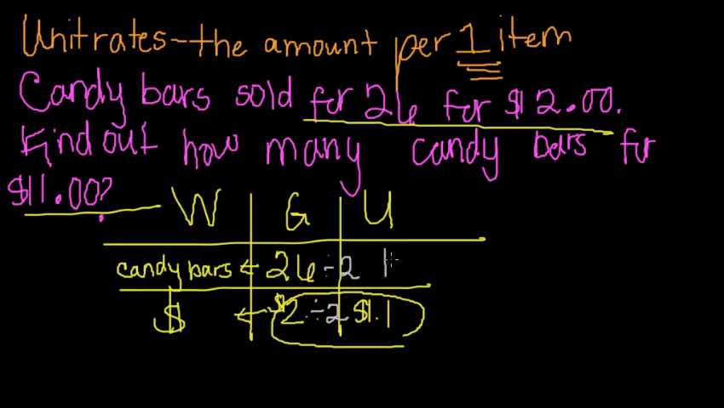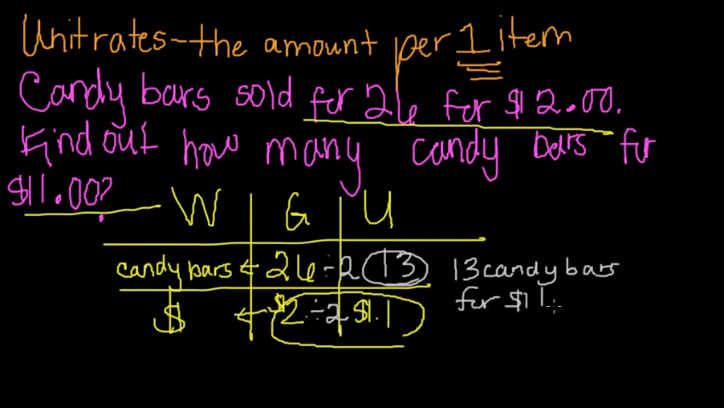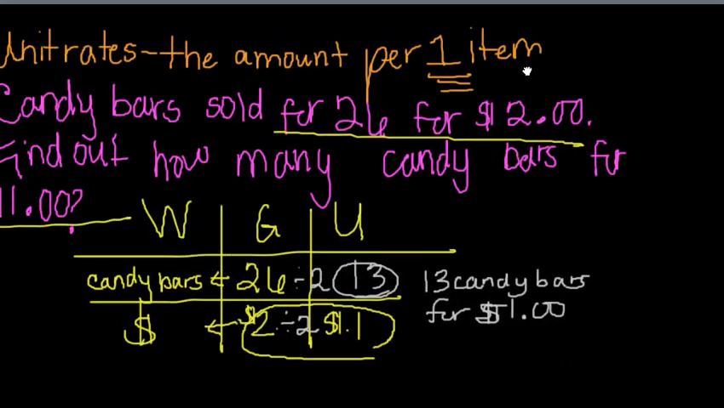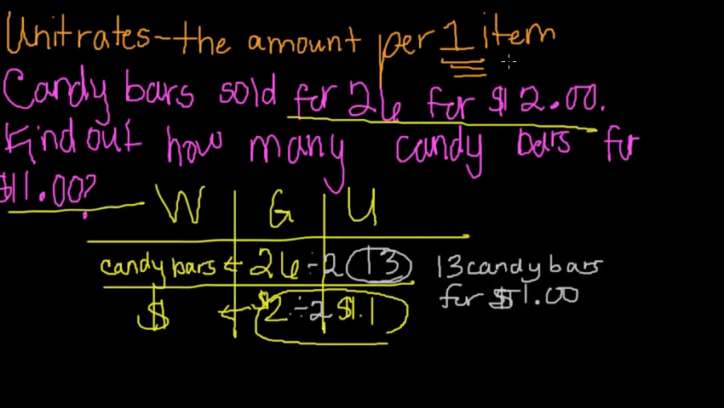26 divided by 2 is 13. You could get 13 candy bars for $1. That's a deal. I want to go to that store. All right. But what then if they ask a question? Whoa, sorry. What if they ask a question like, how many can I get?